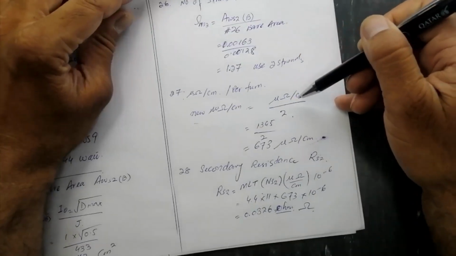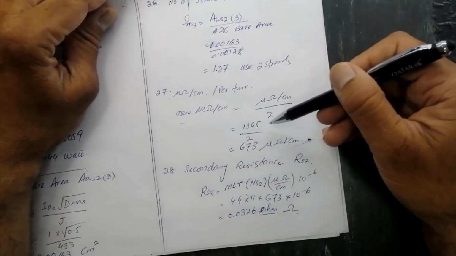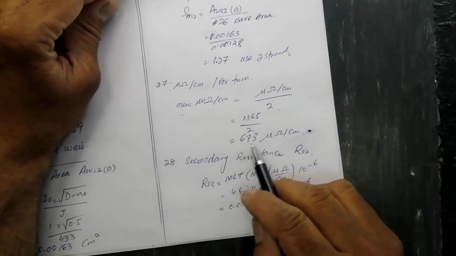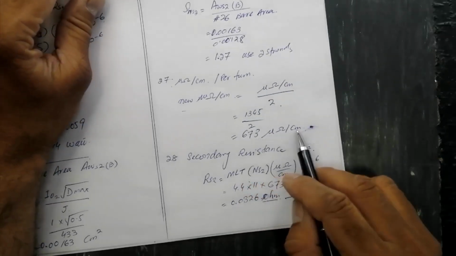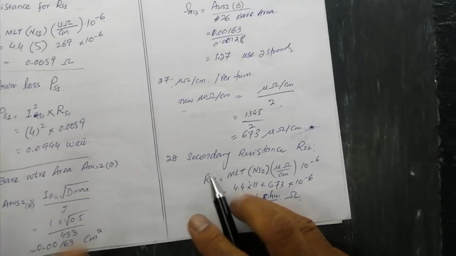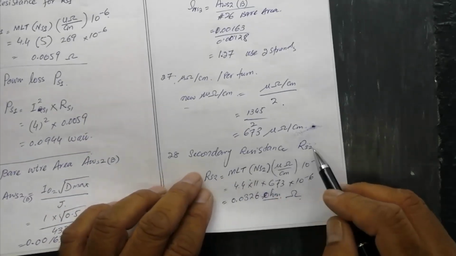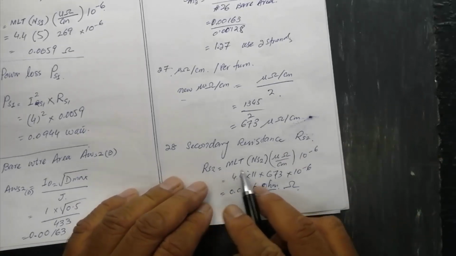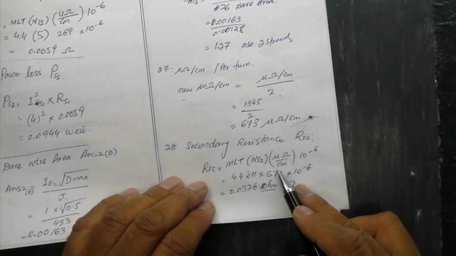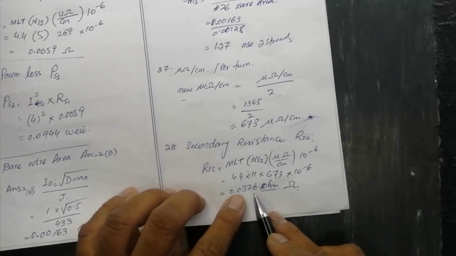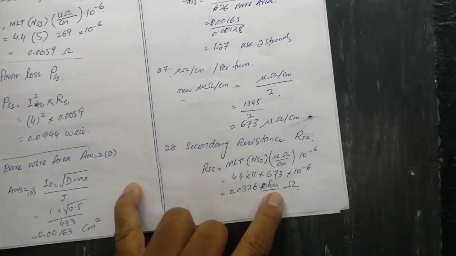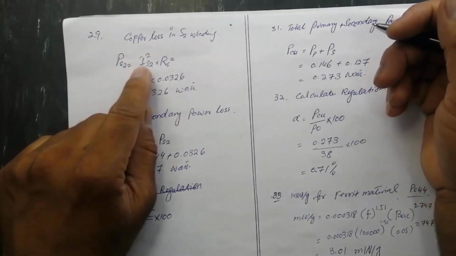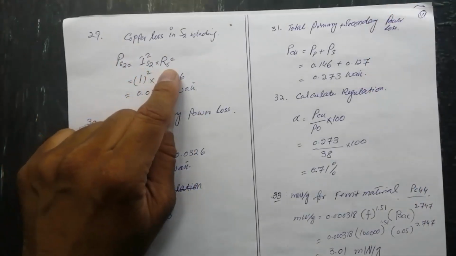The same micro ohm per centimeter, 1345, and we are using 2 wires in parallel, so resistance is 673 micro ohm per centimeter. And the total resistance in secondary winding number 2 for the 12 volt winding, MLT times NS2 times micro ohm per centimeter, is 0.0326 ohm. Copper loss in secondary number 2, PS2 is I square S2 times RS2.